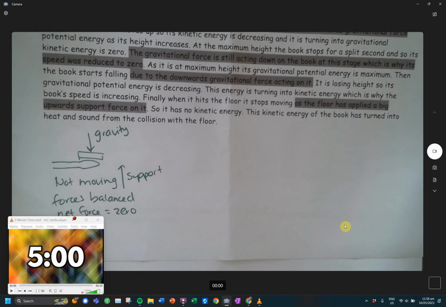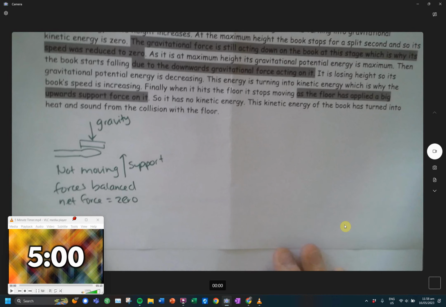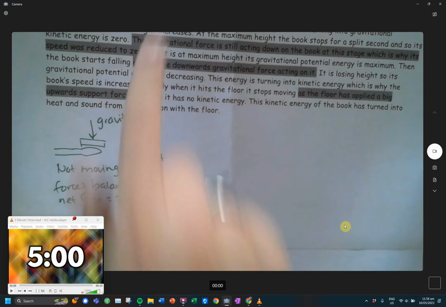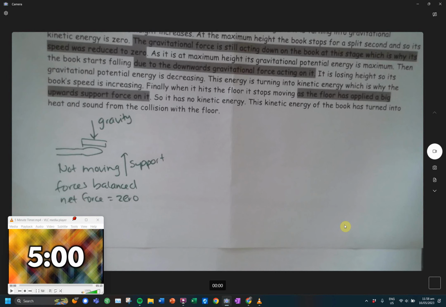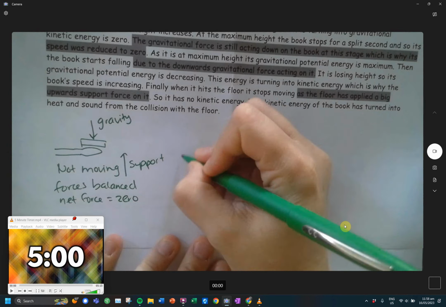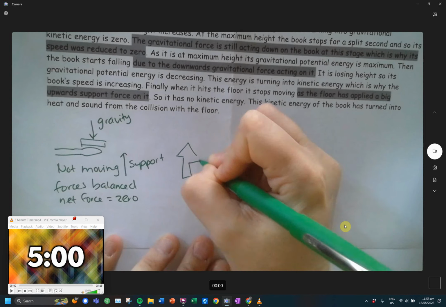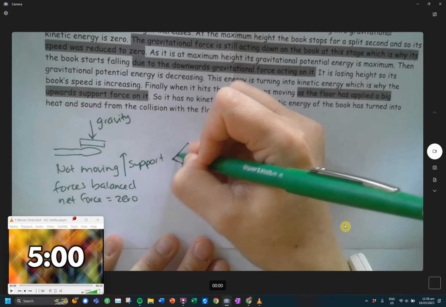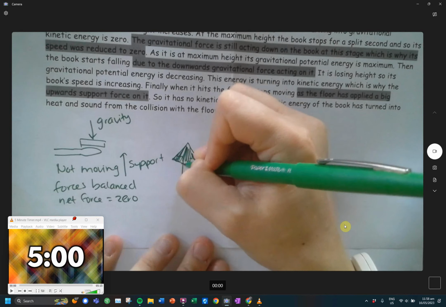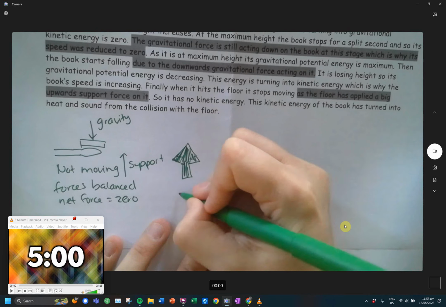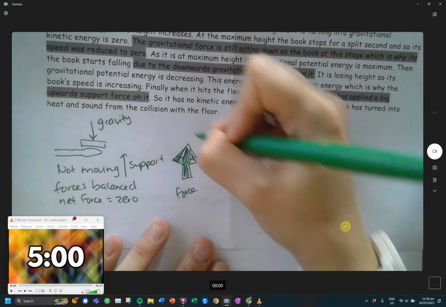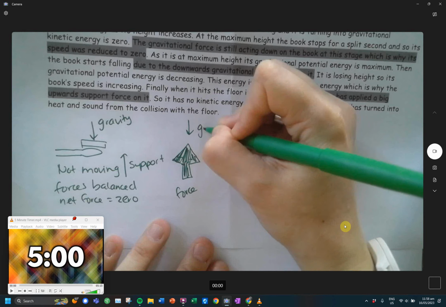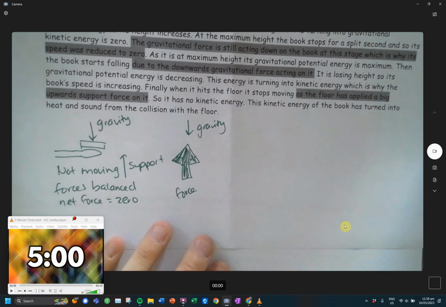So when I start to push the book up into the air, what force is increasing? My force going upwards. So when it's starting to move in the air, that support force is increasing. It's greater than gravity. So the support force, or the force from the hand, is greater than the gravity. So that's why it's moving upward.